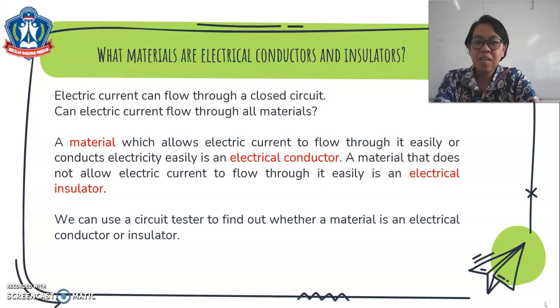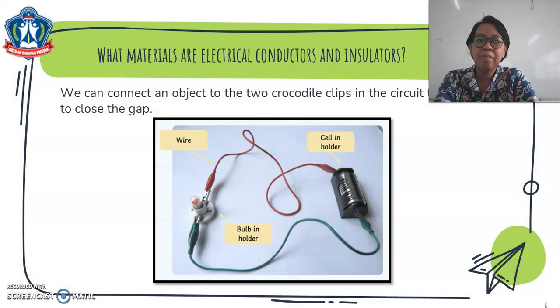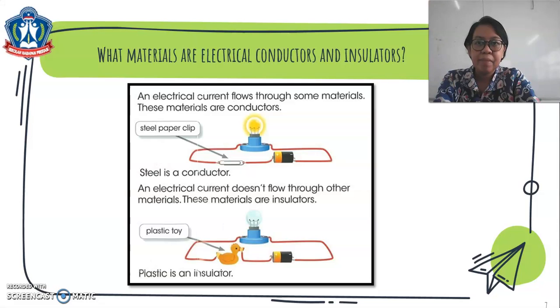We can use a circuit tester to find out whether a material is an electrical conductor or insulator. Let's check this one. We can connect an object to the two crocodile clips in the circuit tester to close the gap. So this is the wire, this is the cell holder or the battery holder, the bulb holder, and these are the two crocodile clips, the red one and the green one. An electric current flows through some materials. These materials are conductors.